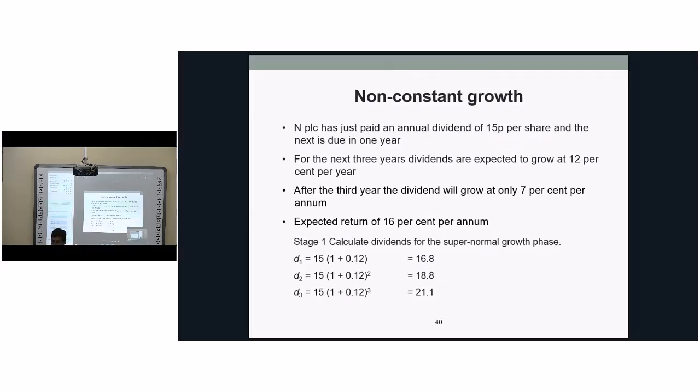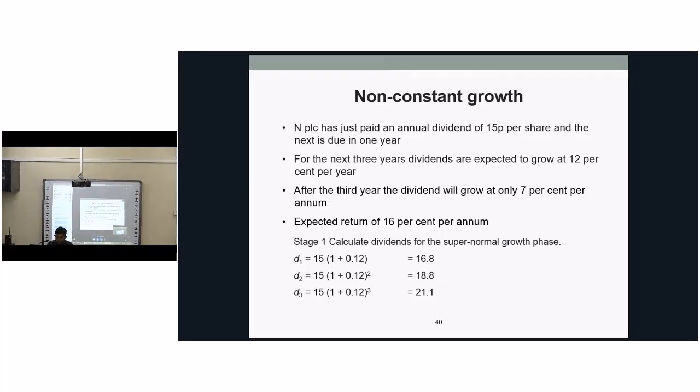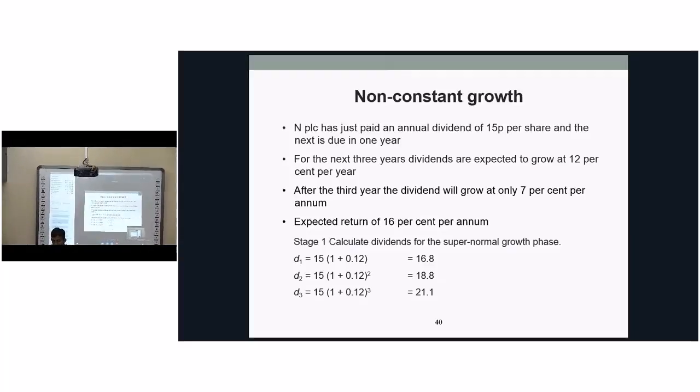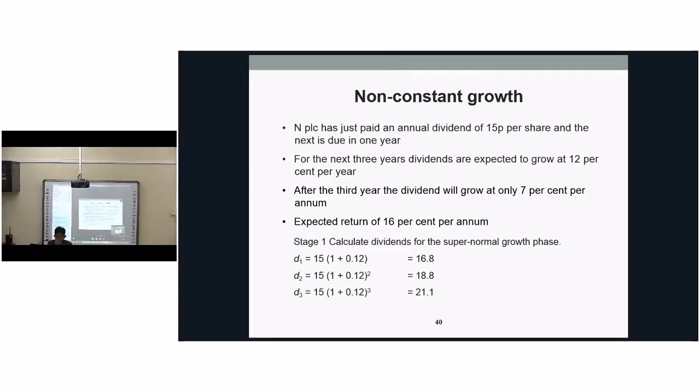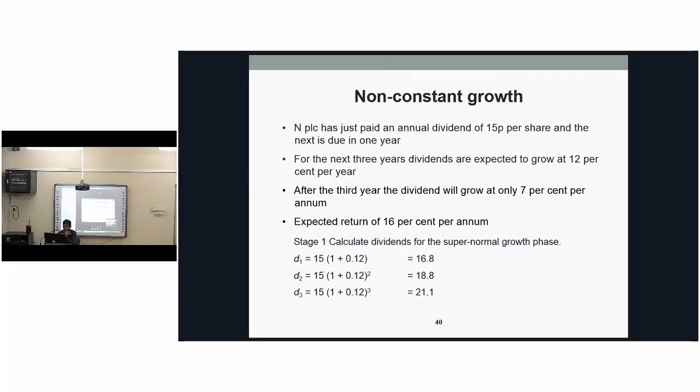Now we move on to a situation where we do not have a constant growth rate. Now this is very important because this has more calculations than the first two. So if you look at this particular question, let me quickly read it out. Company N PLC is going to pay an annual dividend of 15 pence per share next year, and then for the next 3 years they expect dividends to grow at 12%. So they are paying 15 pence as the next annual dividend, and then they are expected to grow at 12%. The important thing is that after the third year they are expecting the growth to be reduced to 7%, and they are going to discount at 16%.